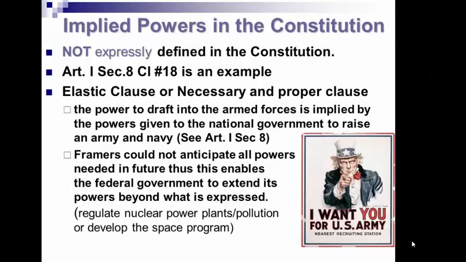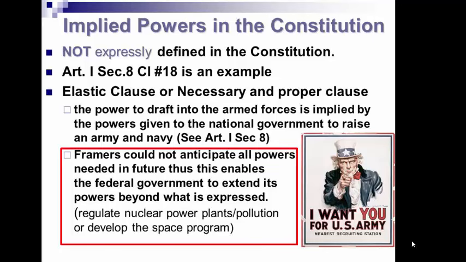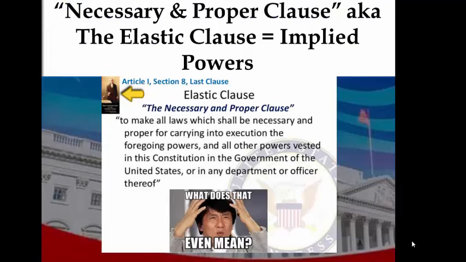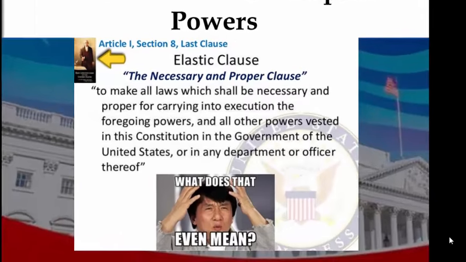We see here the framers could not have anticipated all of the powers that would be needed in the future. Thus, this enables the federal government to extend its powers beyond what is expressed. Here's some more examples. Regulate nuclear power plants, develop the space program. These were things that were beyond imagination to the times in which this document was written, a time when there wasn't even electricity.